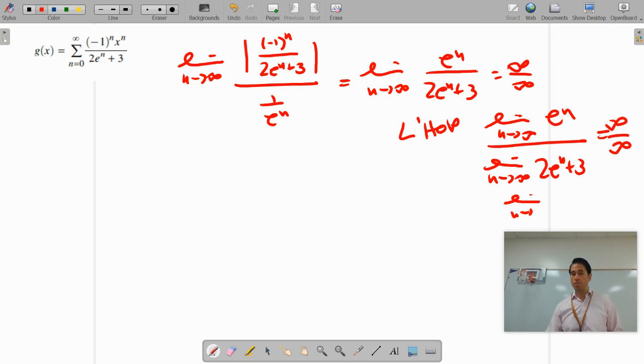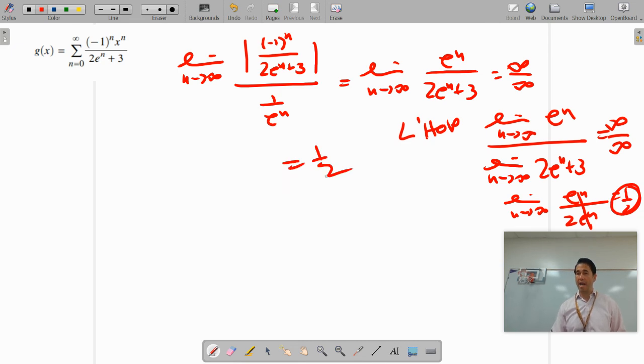But then when you do the derivative of the top, you get e to the n. When you take the derivative, those cross out, and then you show that it's equal to 1/2. Now, remember, when we do this limit comparison test, if you get an answer that is both finite and positive, then hey, easy peasy, right?